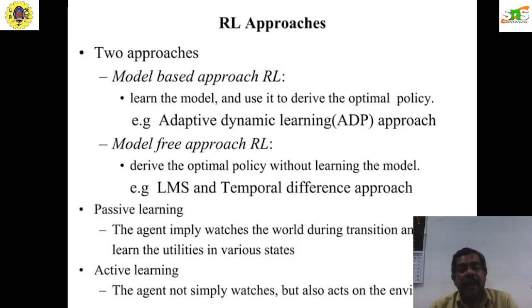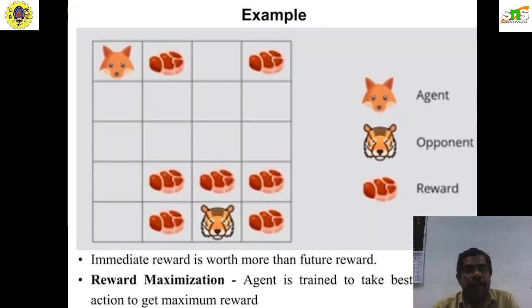There the agent does not simply watch, but also acts on the environment. According to that environment, the agent has to act. So these are all the types of learning. Number one, the two approaches: model-based approach and model-free approach. And within the learning method, there are two varieties: one is called passive learning and the other is called active learning.